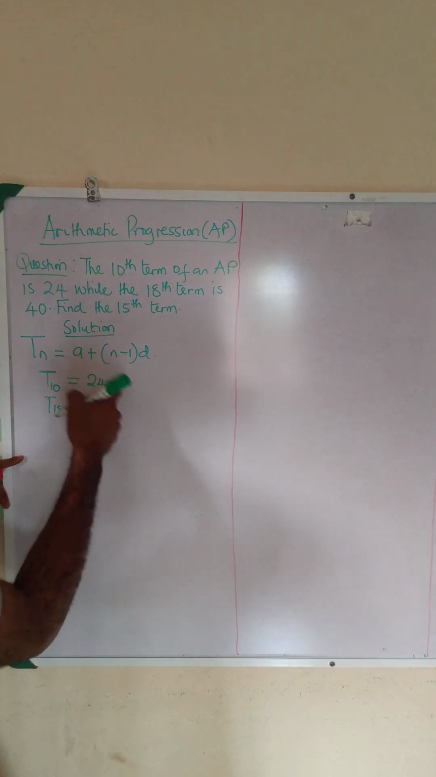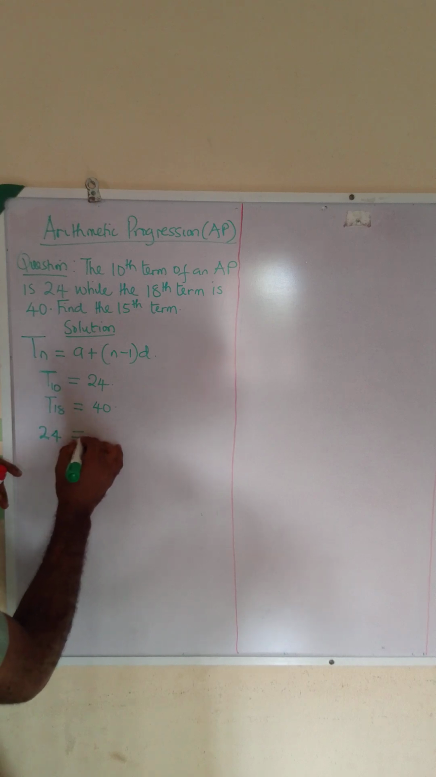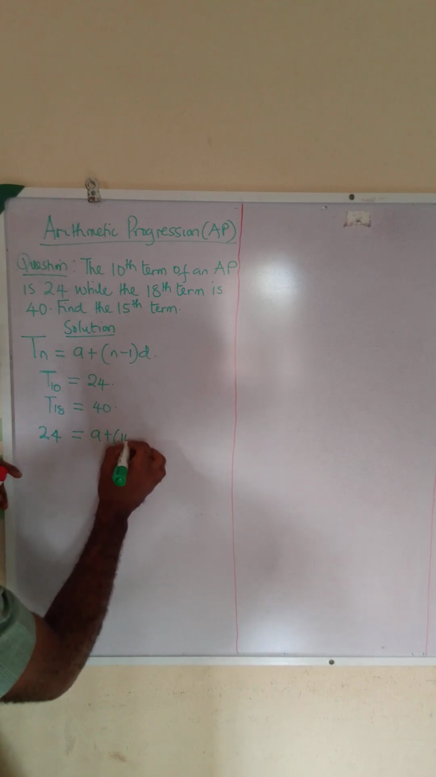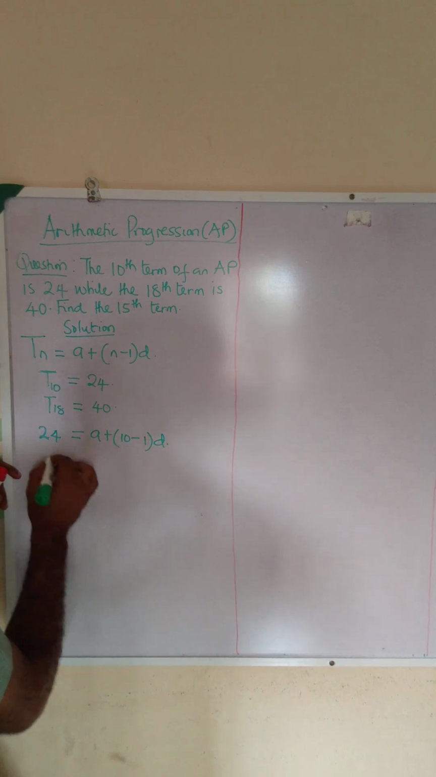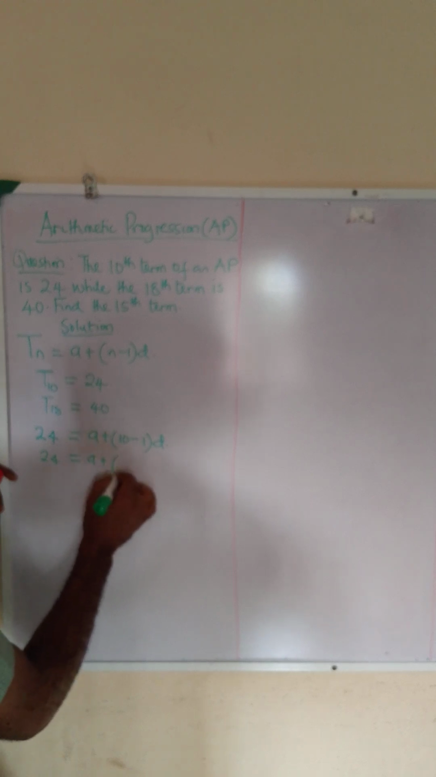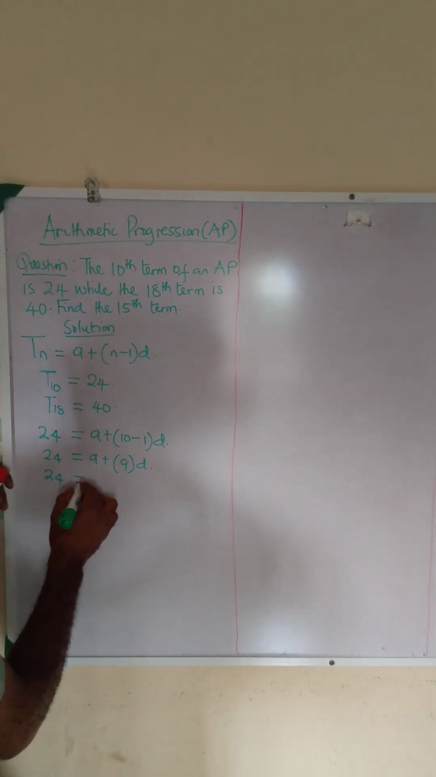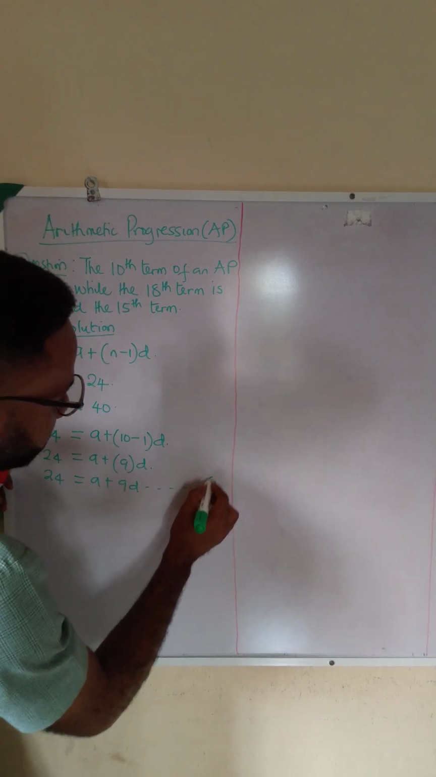So from this interpretation, we are going to have that 24, which is our 10th term, equals A plus the number of terms, which is 10, minus 1, D. So this will be 24 equals A plus (10 minus 1, which is 9) D. So 24 equals A plus 9D. We call this our equation 1.